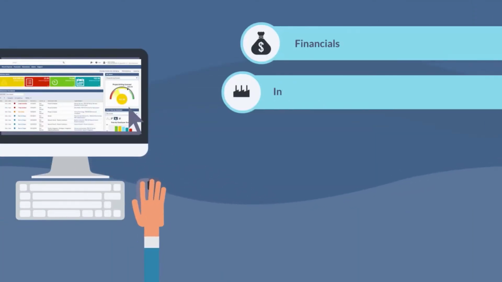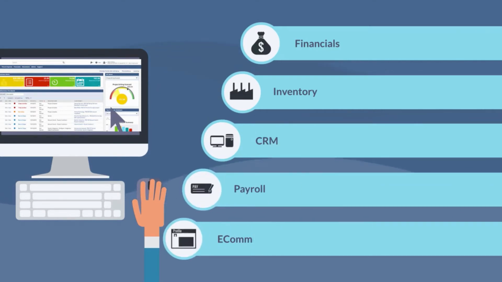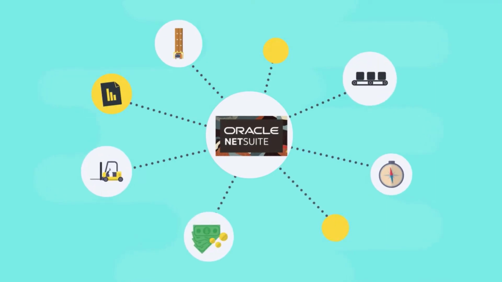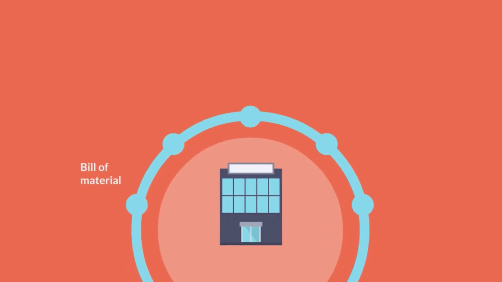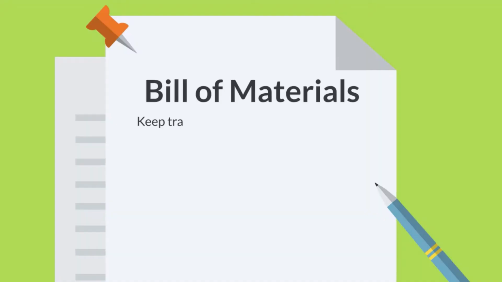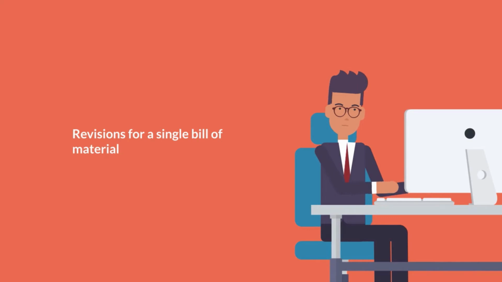Be it financials, inventory management, CRM, payroll, or e-commerce, NetSuite can be your one integrated suite to manage all your manufacturing operations. This integrated suite can help you keep track of multiple bill of materials for a single assembly item, as well as revisions for a single bill of materials.